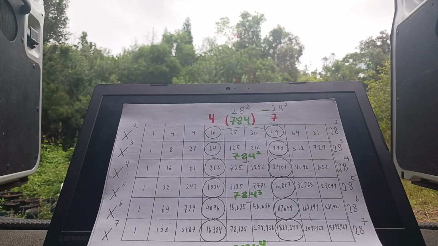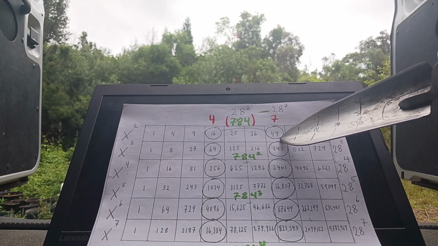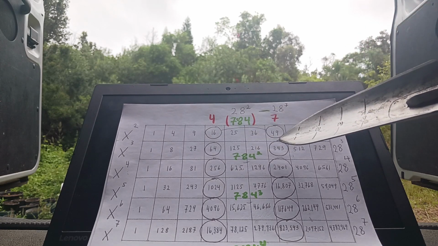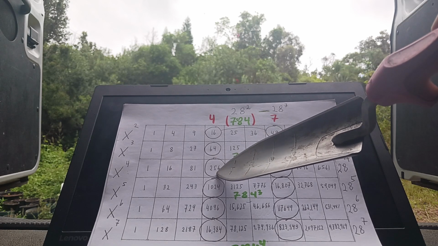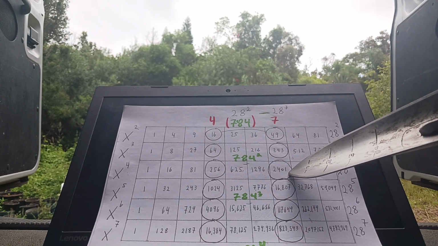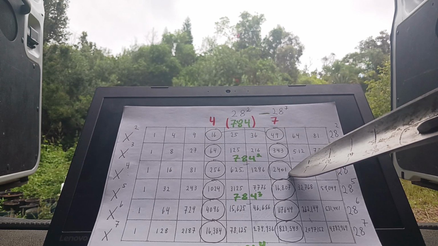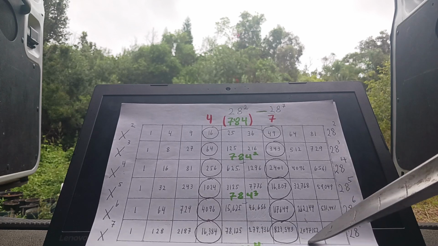4 times 7 is 28. 4 squared times 7 squared is 28 squared. 4 to the third times 7 to the third is 28 to the third. 4 to the fourth times 7 to the fourth is 28 to the fourth. 28 squared, third, fourth, fifth, sixth, seventh.